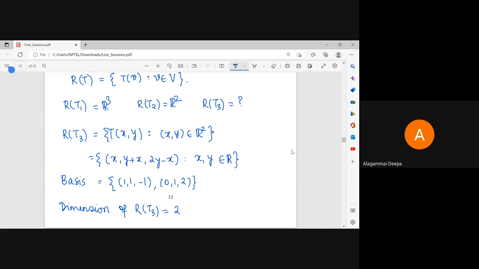Okay, ma'am. Understood. So here we are taking two components, ma'am, 1 and 0 and 0 and 1 to find the basis. For x, we'll put x is equal to 1, y is equal to 0, and again we'll put x is equal to 0 and y is equal to 1.